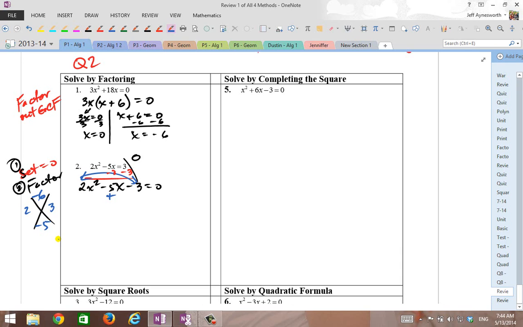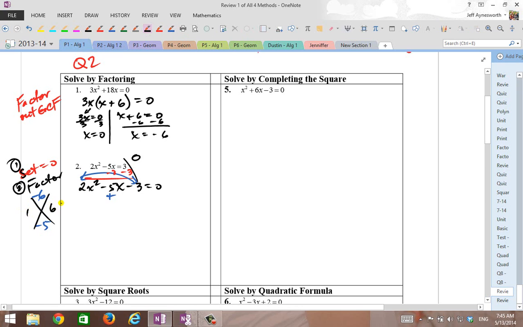Okay, so I see a lot of thumbs down and some not sures. If you make the 3 negative, 2 times negative 3 is negative 6, but if you add them, you get a negative 1. And that's not good. We want a negative 5. If we make the 2 negative, negative 2 times 3 is negative 6, but they add to a positive 1. So neither factor works. Okay, so we can't choose 2 and 3, so I'm going to erase those. We're going to choose the only other two factors, and that's 1 and 6.